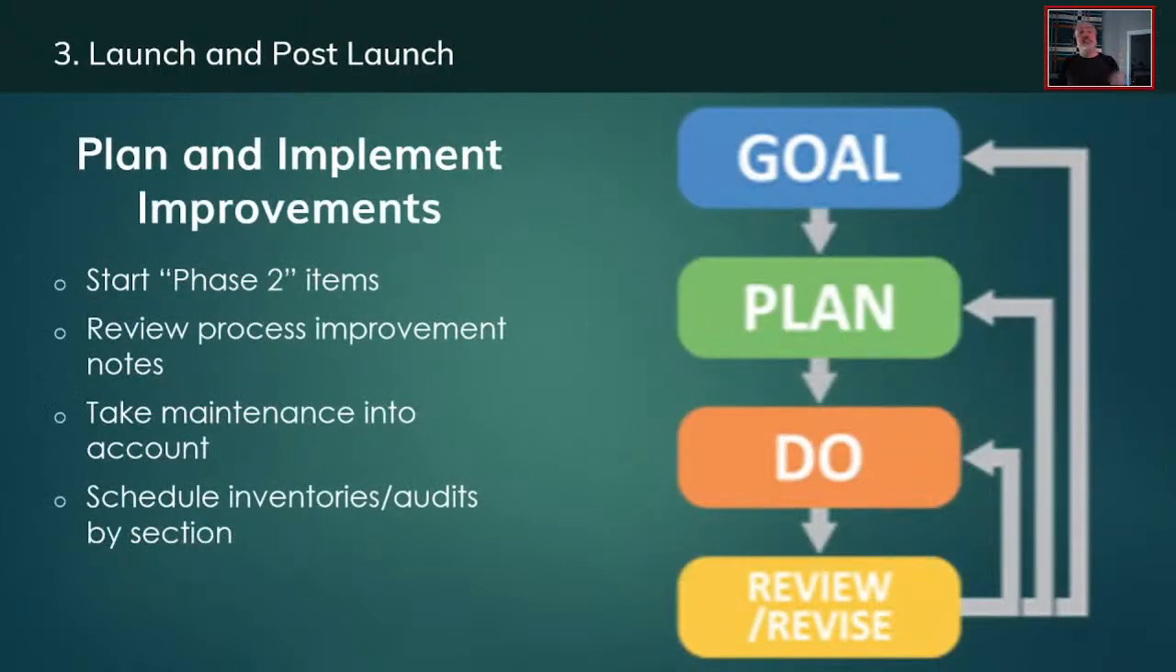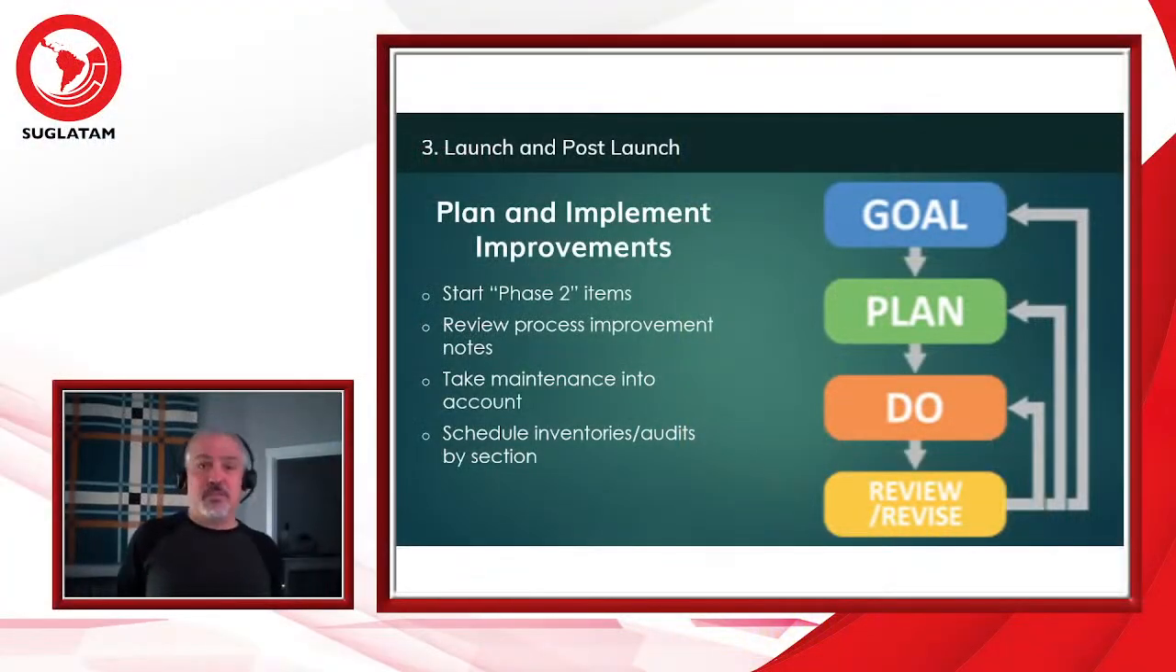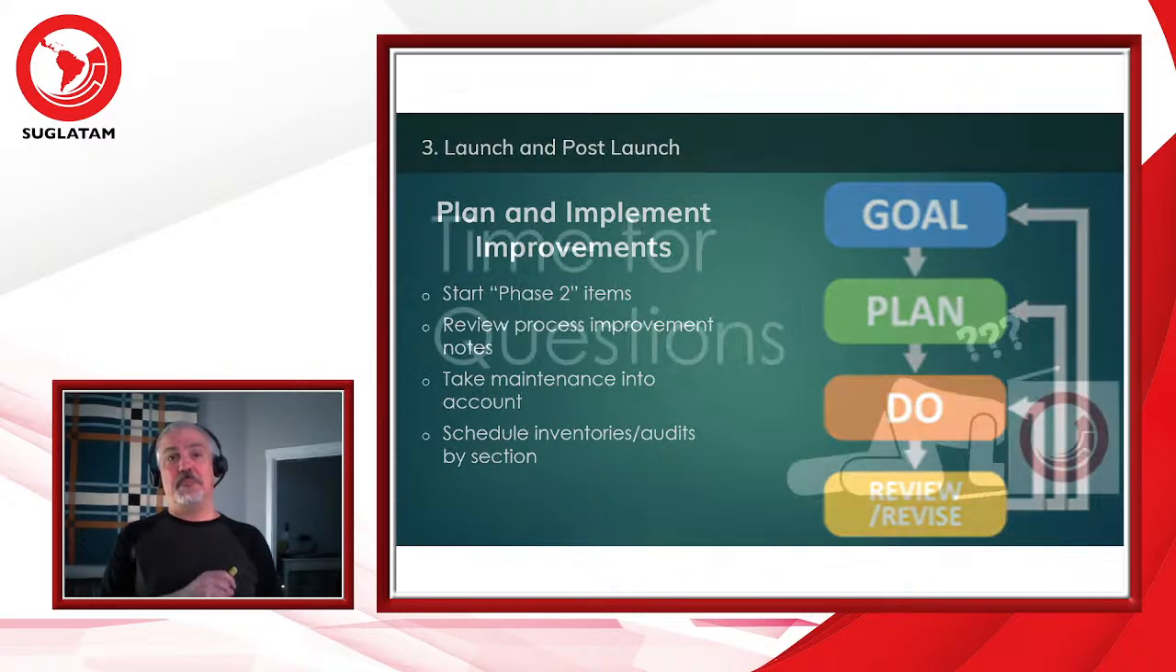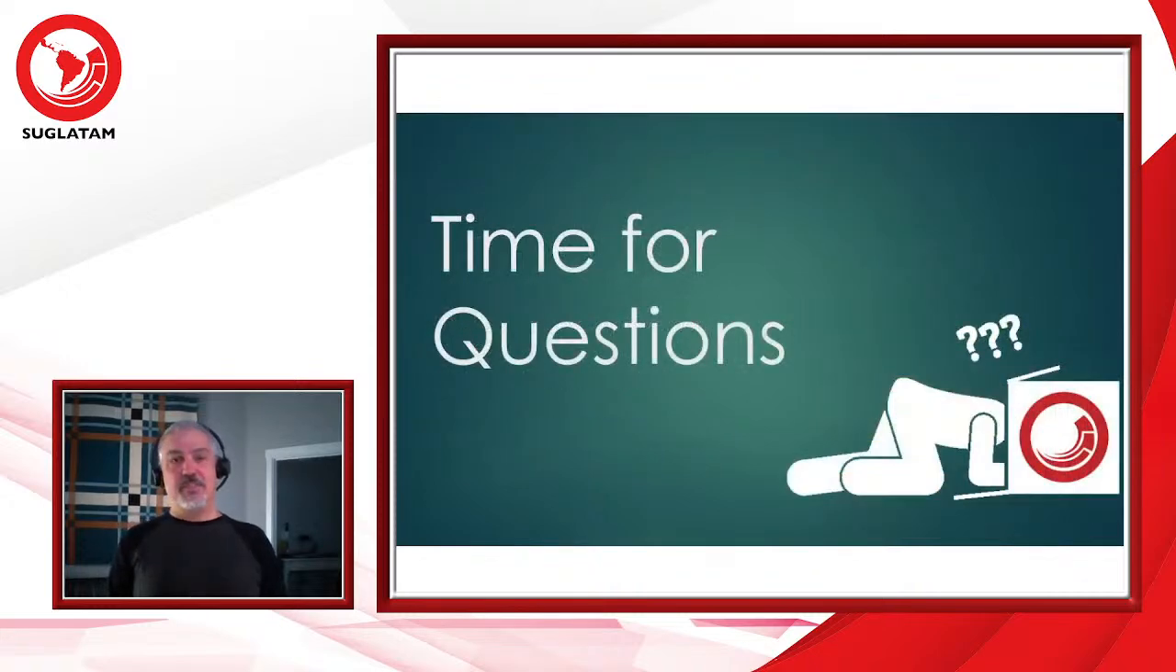And then finally, it's time to do the iterative work on your site. So you're going to start on your phase 2 items and turn your process improvement notes into action items. Take maintenance and other new content creation into account with your build cycles. And schedule regular inventories, audits, and reviews of your content by section to ensure that you're keeping true to your site goals. And with that, I think it's time for questions, if there are any.